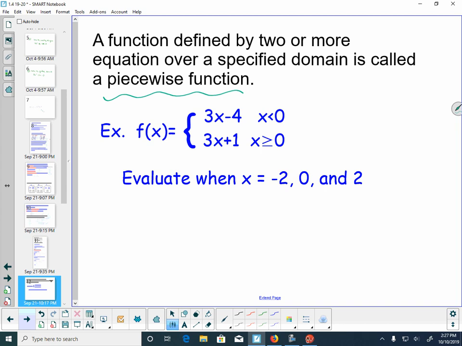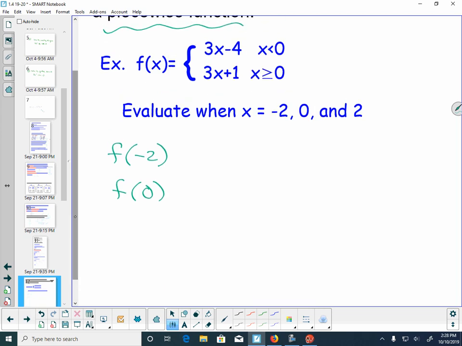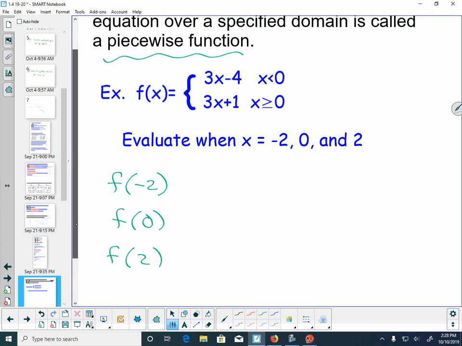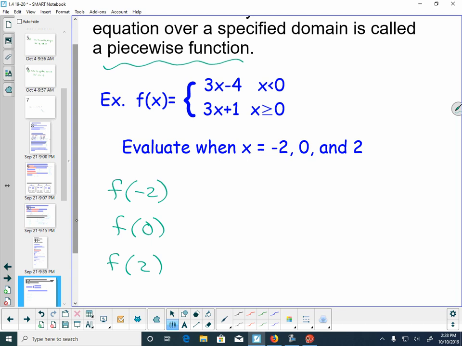So I'm asking you to evaluate this function when x equals -2, 0, and 2. In other words, I'm looking for what is f of -2, what's f of 0, and what is f of 2. All right, so a little help. How are we going to find f of -2? John. So for the first equation, it would be 3 times -2 minus 4. Okay, are you going to plug it into the other one also, or just that one?